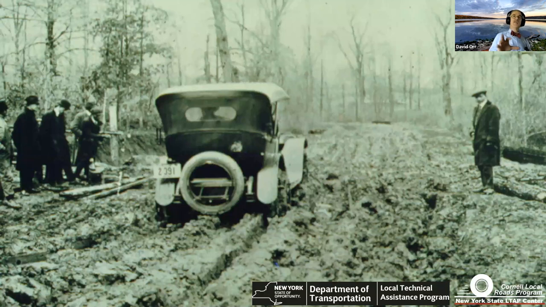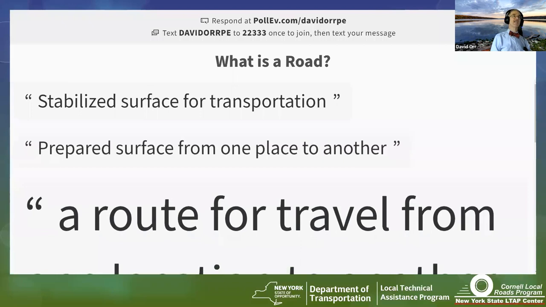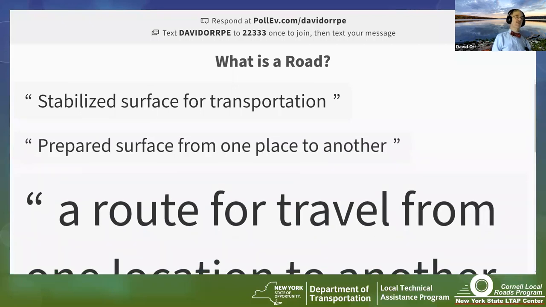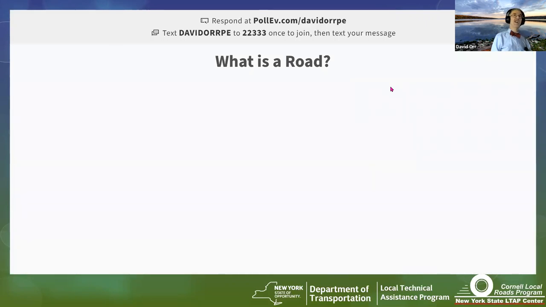So last week, we talked about what is a road from geometry, getting people moving goods and services. But from a structural standpoint, I'm going to ask the same question. So this is what we talked about last week. Okay. So I'm going to clear the responses. From a structural standpoint, what is a road? So let's again use Poll Everywhere, or again, if you don't have Poll Everywhere, you could put it in the Q&A. What is a road? How would you define what is a road?